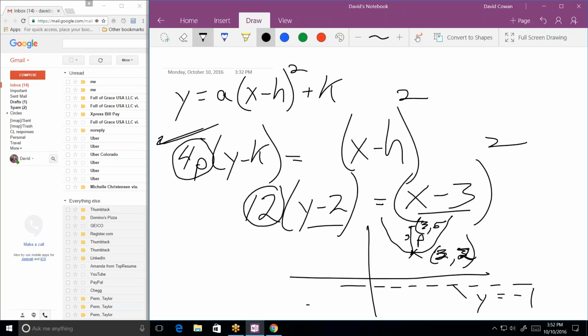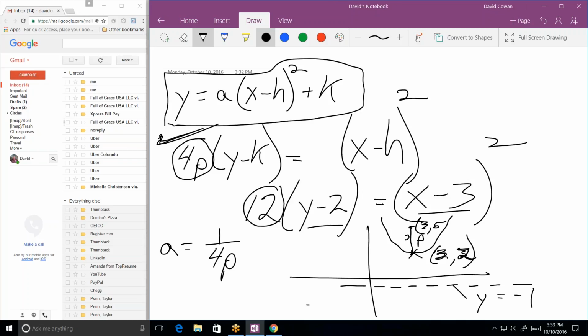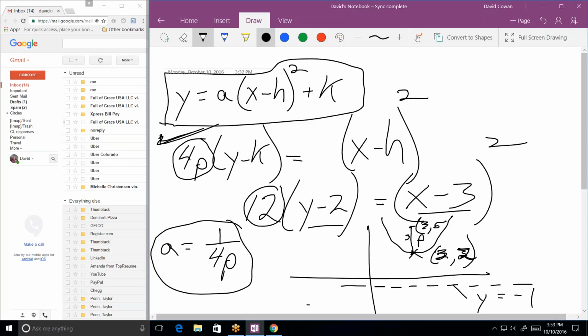Okay, and really the only way this format differs from what you're used to, the vertex format, is that they've replaced this A. A is now equal to 1 over 4p. So they don't have to use the new format. Some school systems in Colorado still use this format, which actually is my preference. And then if you want to figure out what P is, you use this formula down here: A equals 1 over 4P.